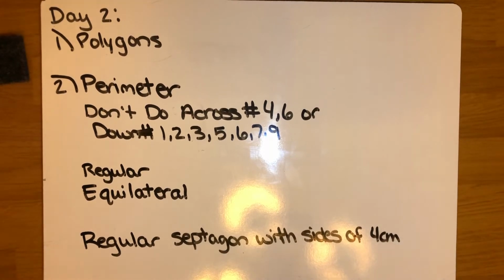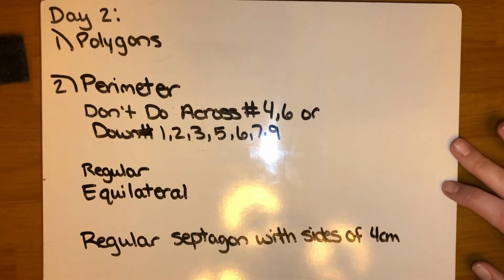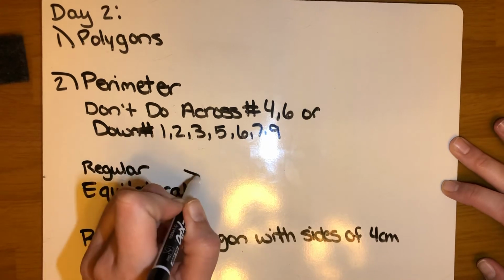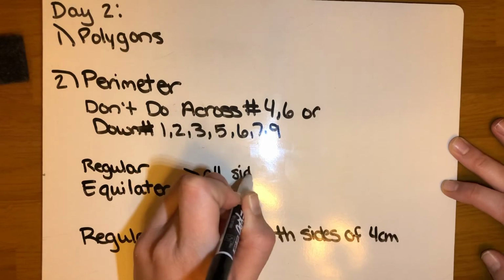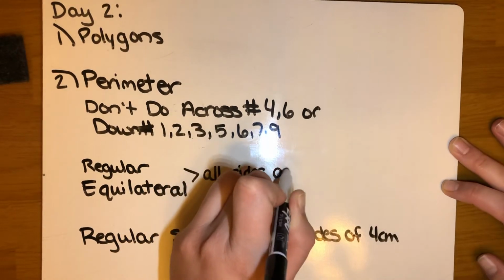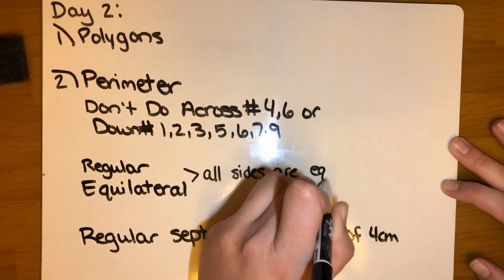Now, a couple things to remind you of about the perimeter of shapes. It is looking at the distance around a shape. So it's taking all the side lengths and adding them up to get an answer. Two words that are used pretty frequently here are regular and equilateral. Just to remind you, these words both mean, more or less, that all sides of the shape are equal or congruent.